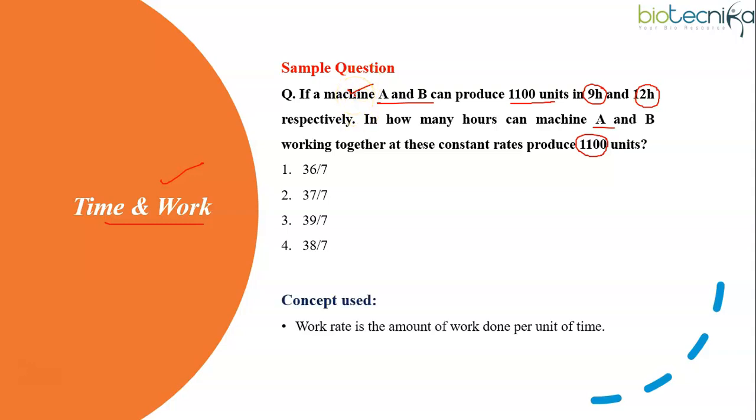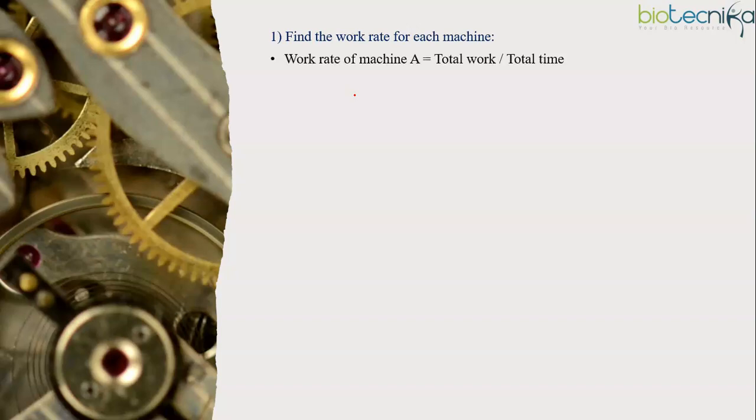So to solve this question, the concept used here is work rate, which is the amount of work done per unit of time. So let's solve this question step by step. The very first step is we will find the work rate for each machine. As machines A and B are used, first of all we'll find the work rate of machine A by using the formula total work by total time. As mentioned in the question, the total work is 1100 units and total time for machine A is 9 hours.